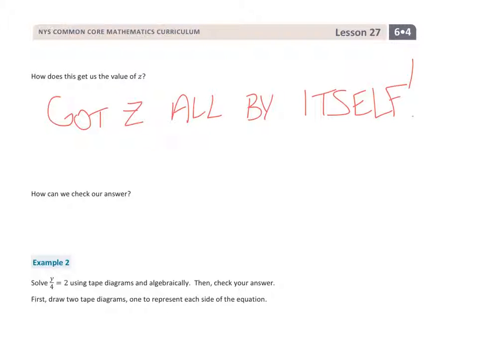And how can we check our answer? We can multiply our answer by 3 and see if we get back to 9. So if we have a division problem, multiplication is how we check the answer.